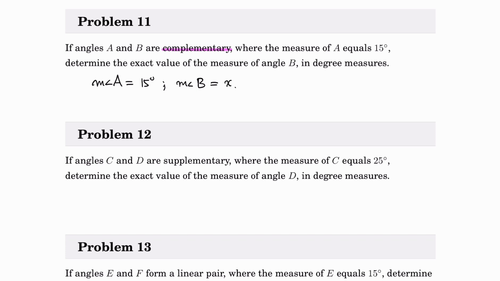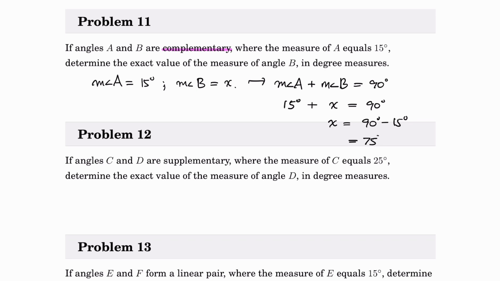Now, according to the given condition, it means that we have measure of A plus measure of B being 90. So we substitute 15 out there, and we also substitute x down there to call it 90. So apparently x becomes 90 minus 15 using the translation property. And I've got to say that 75 would be the answer for our problem. Okay, so problem number 12.